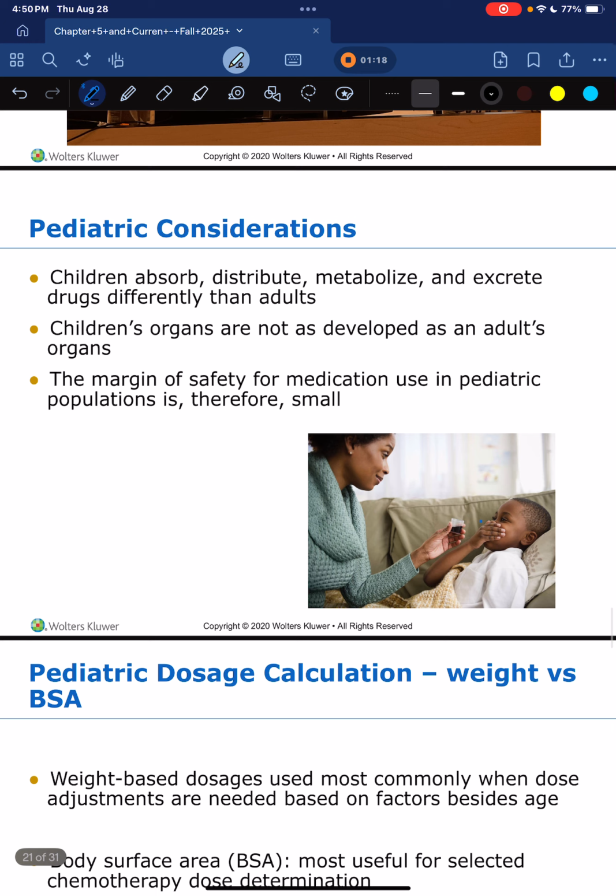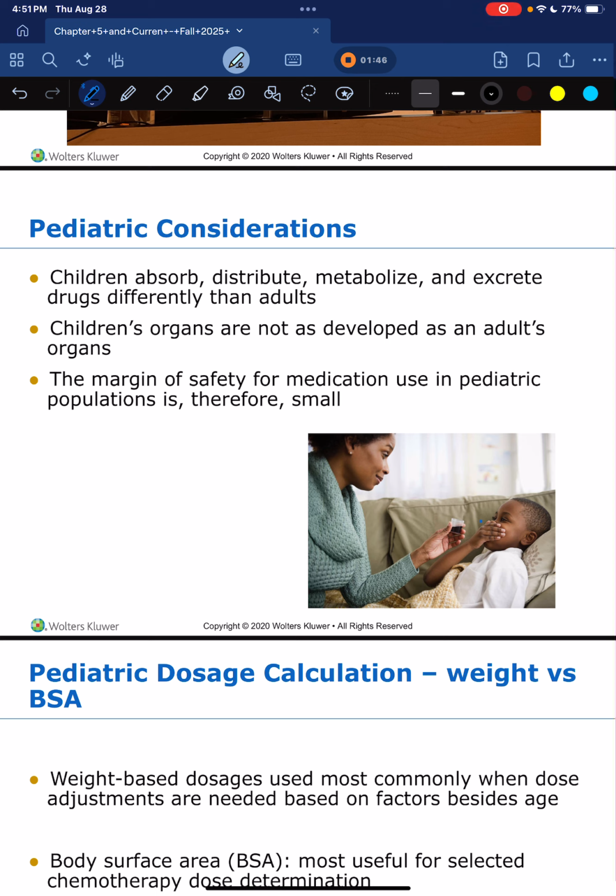And we have some physiologic changes that happen in certain populations that make the window of tolerance for medication errors much narrower. So children, because of their small size, have relatively immature organs that don't work the same as adult organs. And because they're not as developed, they absorb, distribute, metabolize, and excrete drugs differently than adults, not as effectively.